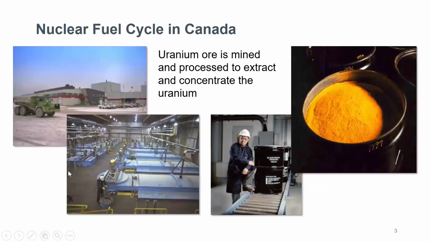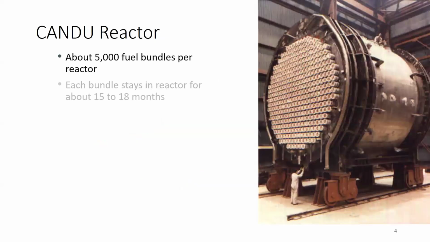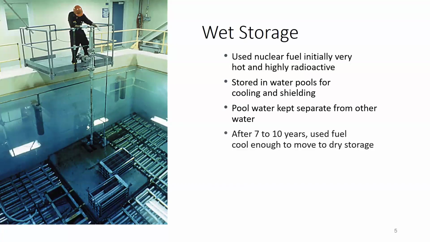So what happens afterwards? Some basic slides on how the actual power is produced. I think I've shown this one before. The actual CANDU reactor itself, this is what its core looks like. It's called the calandria. Each bundle sticks around about 15 to 18 months in the reactor, after which time it ends up in wet storage. At that point, you're waiting for the fuel to cool down enough after it's come out of the reactor that it can then be moved to dry storage.